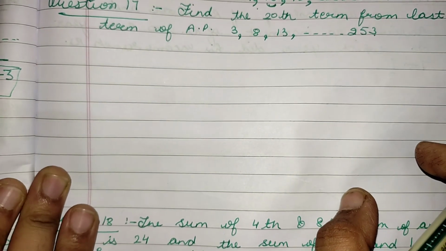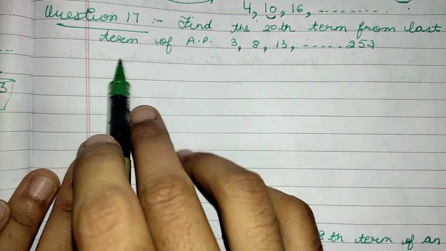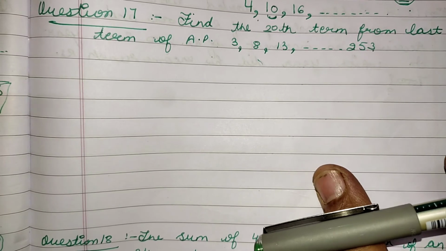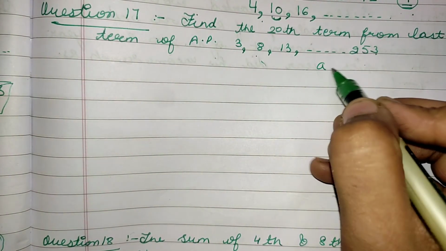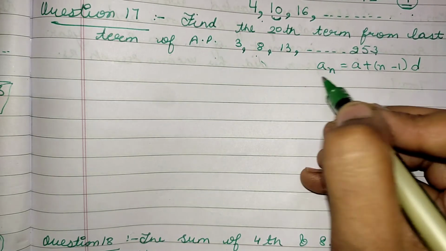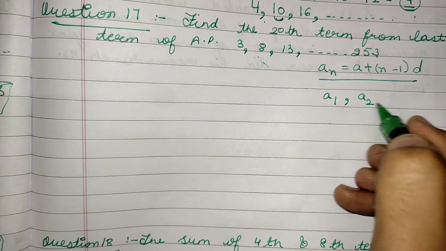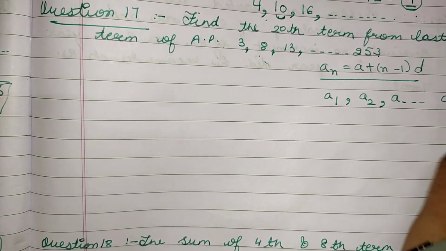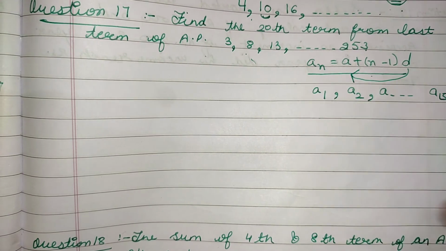Moving to question number 17, which says find the 20th term from the last term of the AP. We have done a similar question in the example also. See, in the AP, we know the formula to find any nth term, and this nth term is from the starting. I can find the first term from the starting, the second term, the 15th term from the starting, but I cannot find the term from the last using this formula.